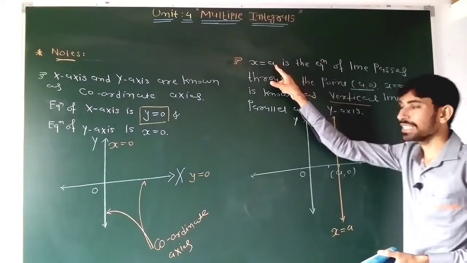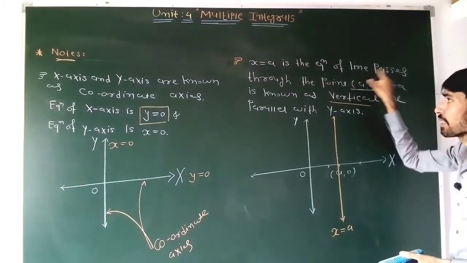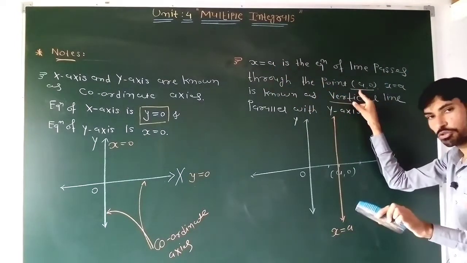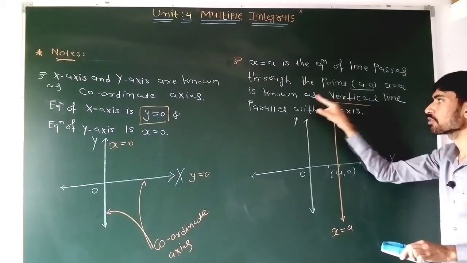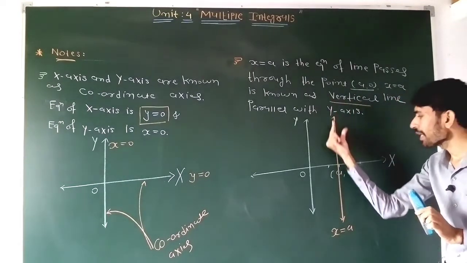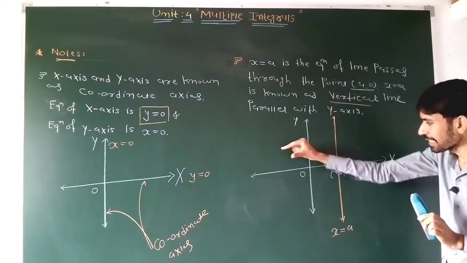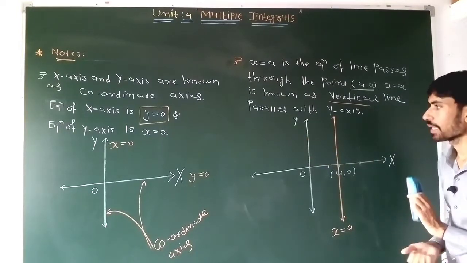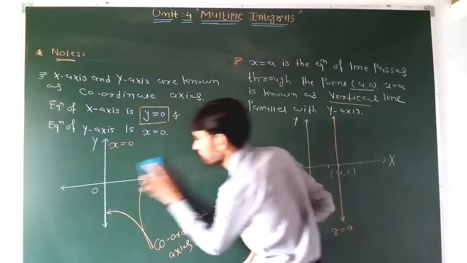Similarly, y is equal to b is the equation of a line passing through the point (0, b), and y is equal to b is known as the horizontal line. Friends, as we know, a standing line is called a vertical line and a lying line is called a horizontal line. So here we write the next note.